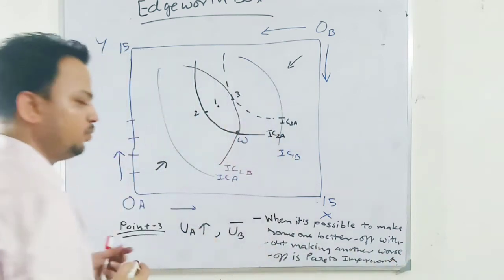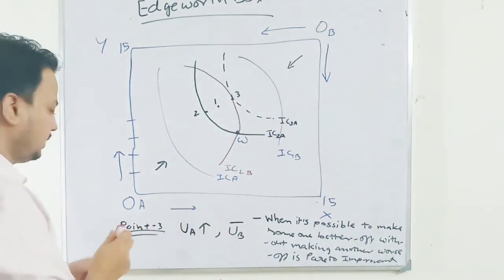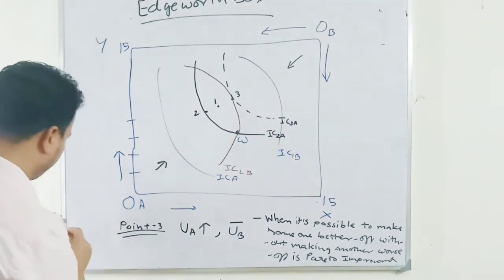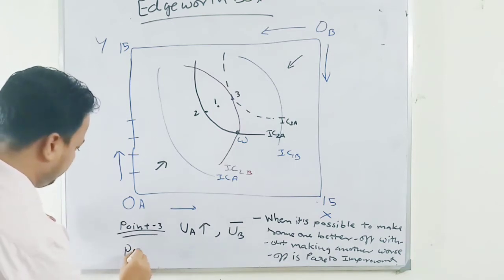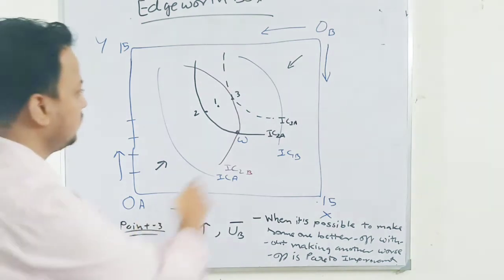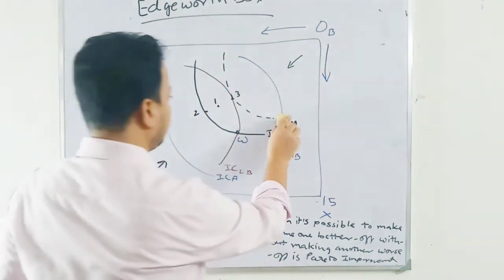This is one aspect of improvement. I will discuss another aspect of improvement also. Look at point number 2. I remove this indifference curve, as I am looking at each indifference curve separately.